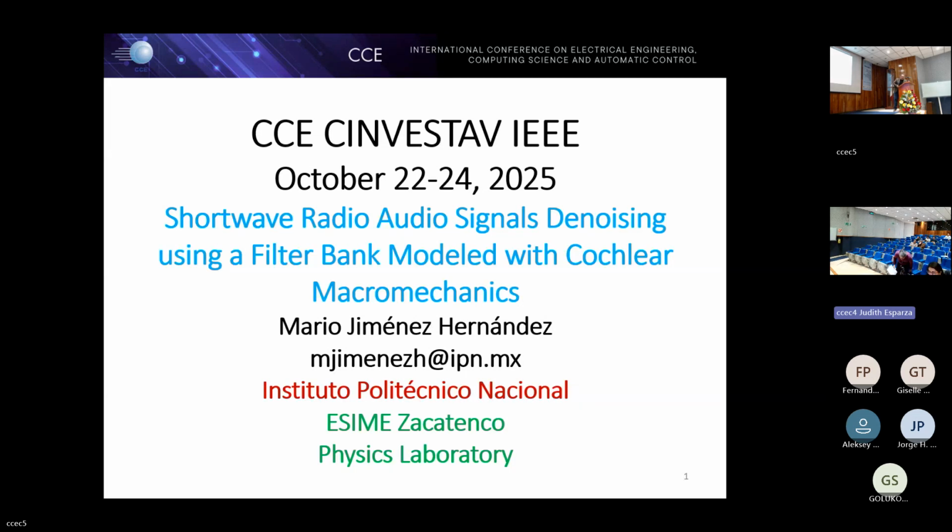Or a bit more. So, well, this is my presentation. I present shortwave radio audio signal denoising with a filter bank model of the cochlea. Please, next.